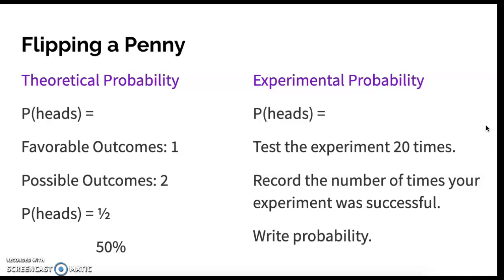If I only flipped the coin twice, it's possible that I flipped heads both times, and then my experimental probability would be 100%. But we know that it's not certain that we get heads every single time we flip a coin. So the more that we do an experiment, the more realistic it becomes, the more it becomes like the theoretical probability. Let's try another experiment.